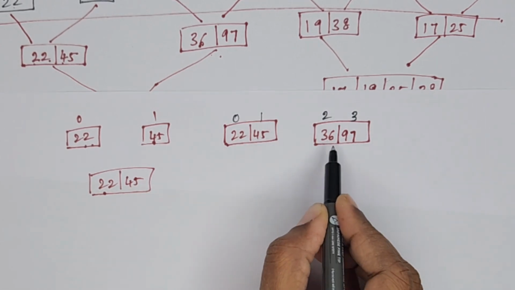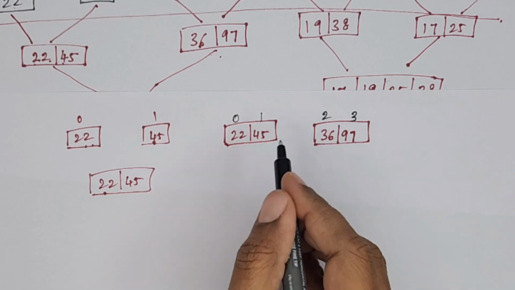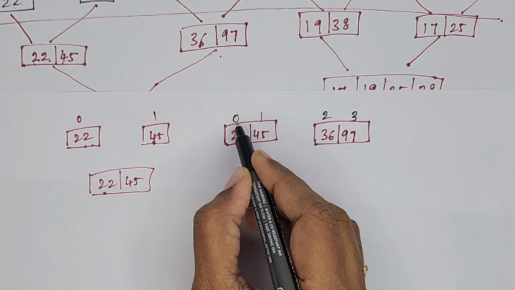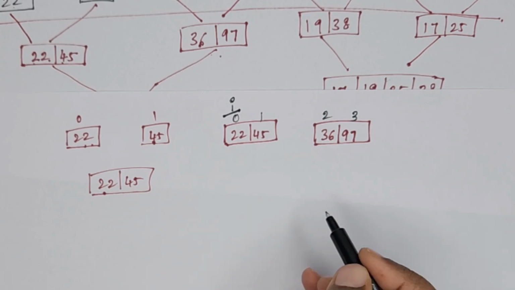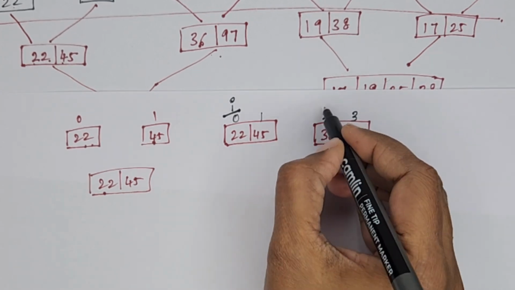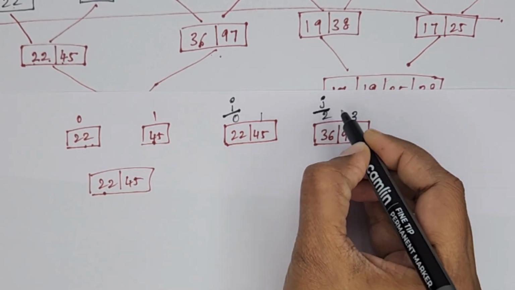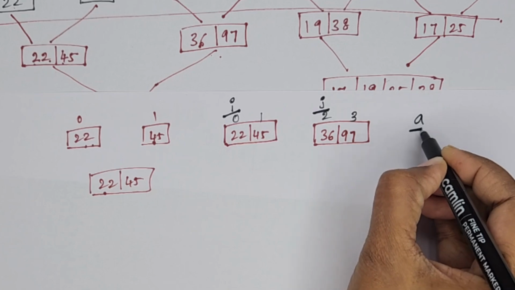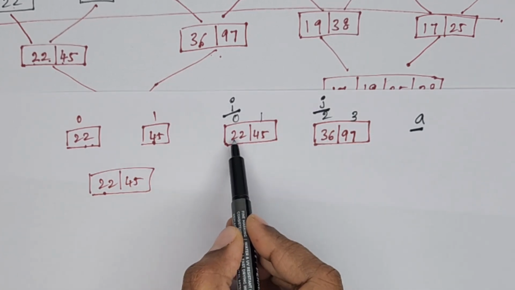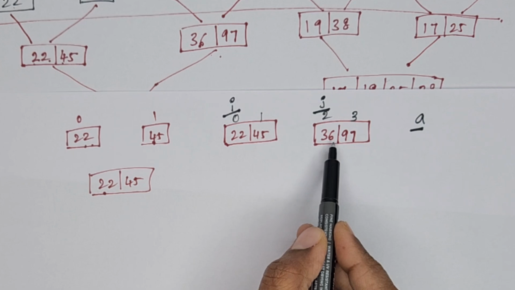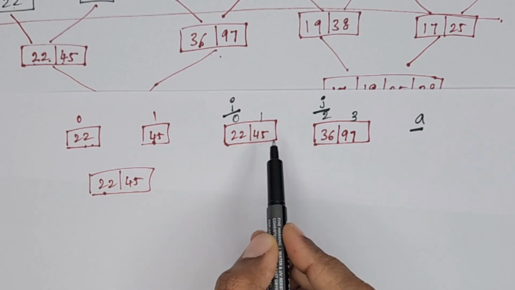First of all, 22 is compared with 36. The first element index in this array is assigned to I. In this array, the first element index is assigned to J. For example, the array name is A. Then what do we have to compare? A of I, A of J. The first element in this array and the first element in the other array, we have to compare.